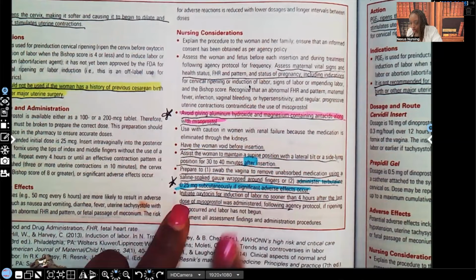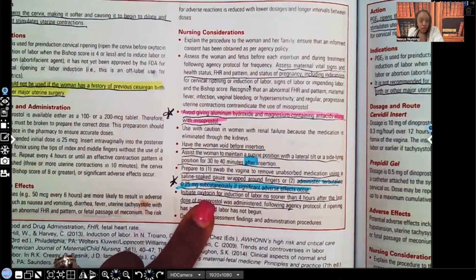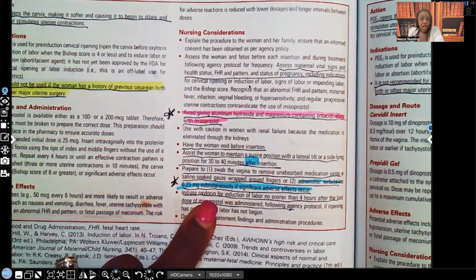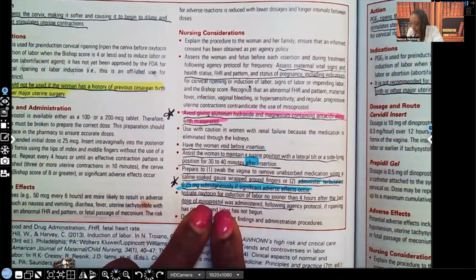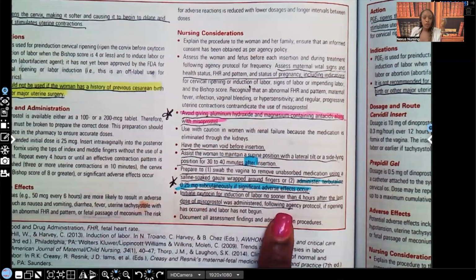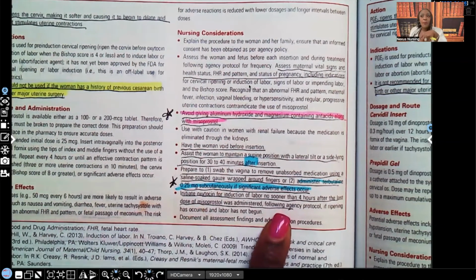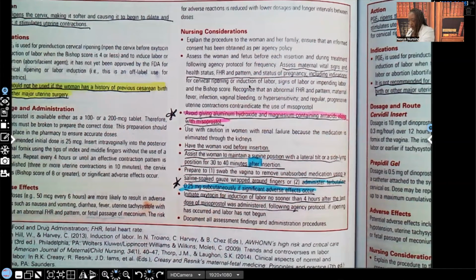0.25 milligrams. You're going to initiate oxytocin to induce labor no sooner than 4 hours after the last dose of misoprostol was administered, following agency protocol. Why? Because we know that that patient can go into labor and start having contractions on her own. Okay, that's why it says no sooner than the 4 hours. Make sure you read the rest of that on your own.